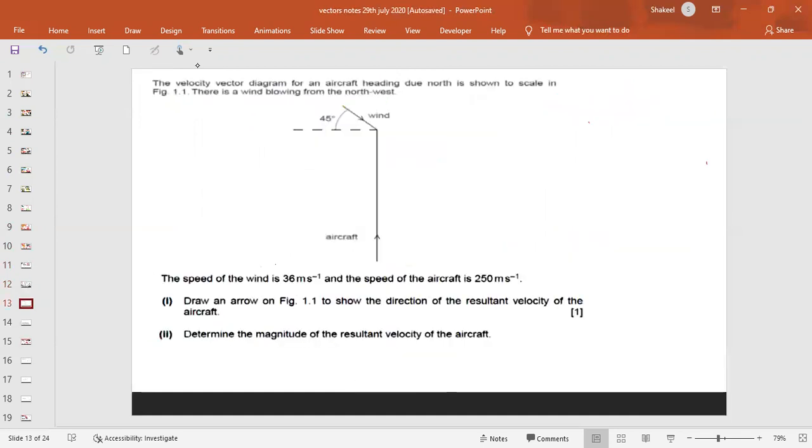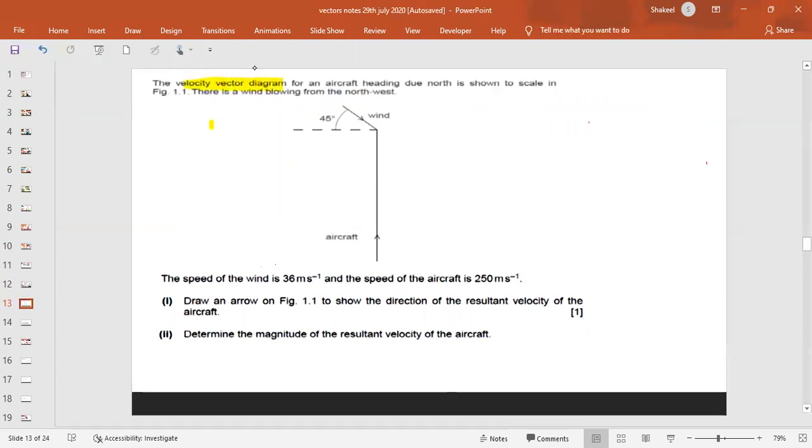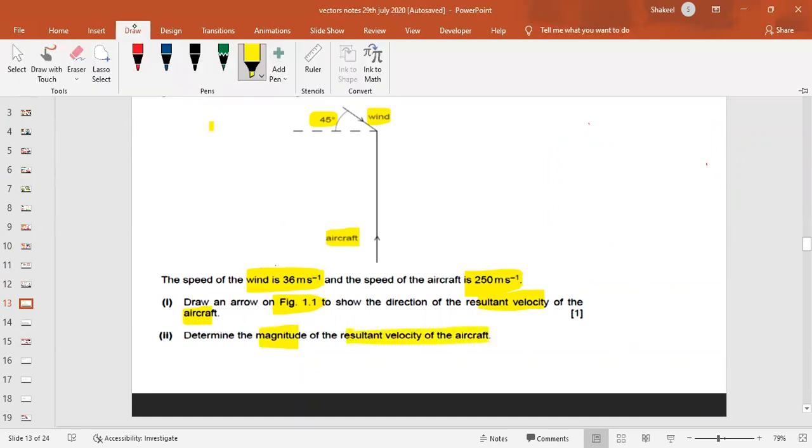Okay, moving forward, we have to do some more questions from the past paper. Let's say this is the velocity vector diagram for an aircraft heading due north. This is the aircraft which is moving, and then the wind blows at an angle of 45 degrees with the horizontal axis. The wind speed is 36 and the aircraft speed is 250. You have to draw an arrow on the figure to show the direction of the resultant velocity of the aircraft, and you have to determine the magnitude of the resultant velocity of the aircraft.